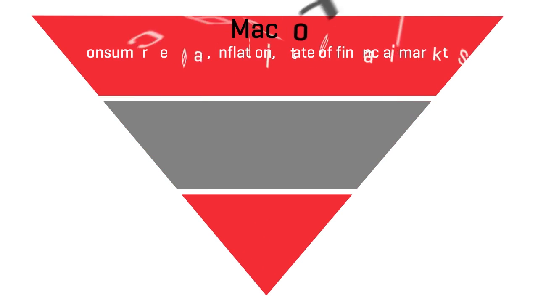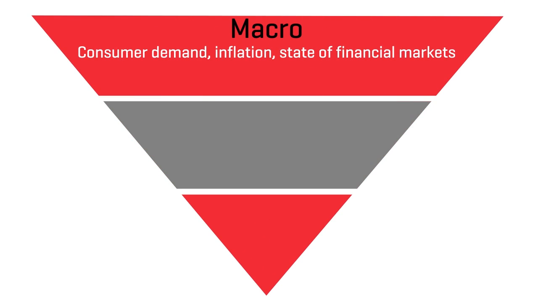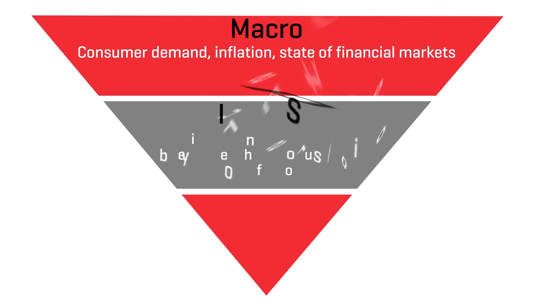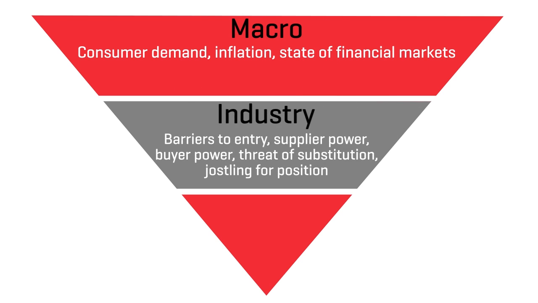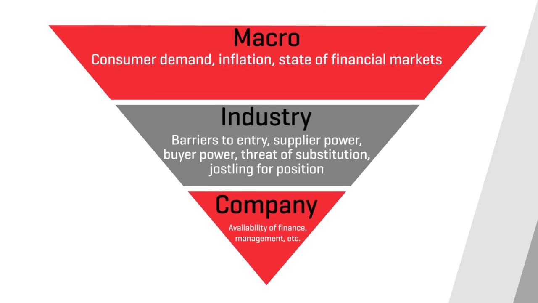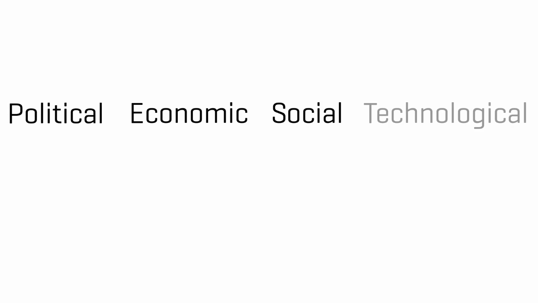First, we will look at the macro environment to see how the economy is doing and what consumer demand is like. Next, we'll narrow it down to the industry, followed by a look at the company. A good place to start looking at the macro environment is by performing a political, economic, social, and technological analysis, also known as a PEST analysis.